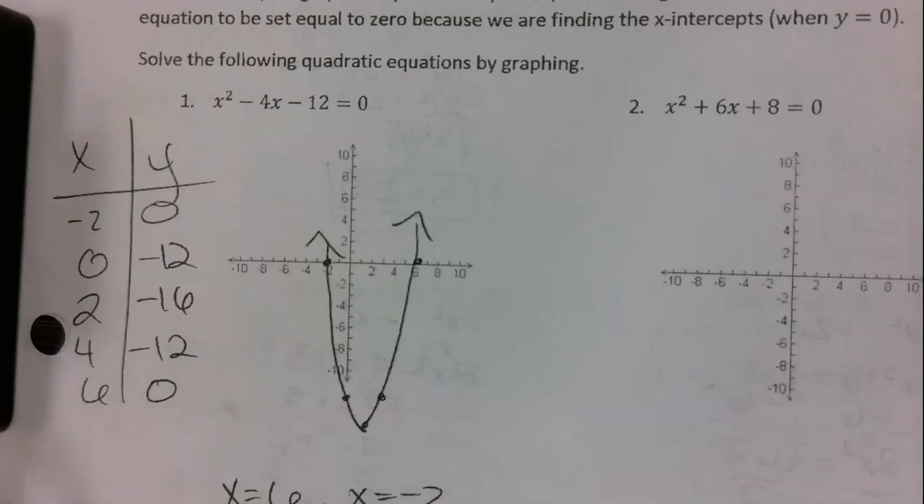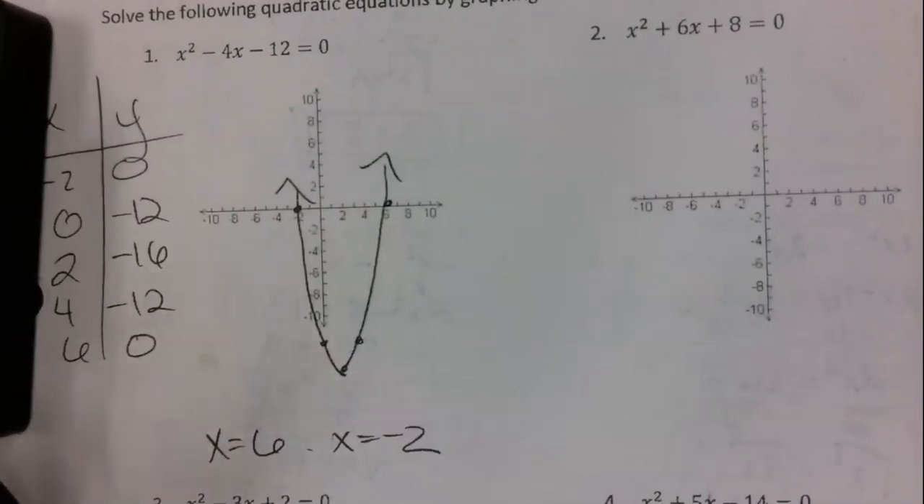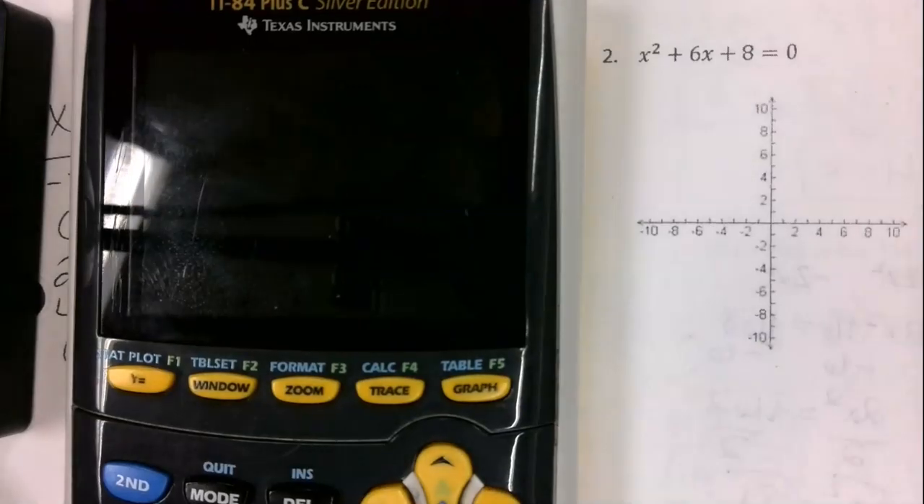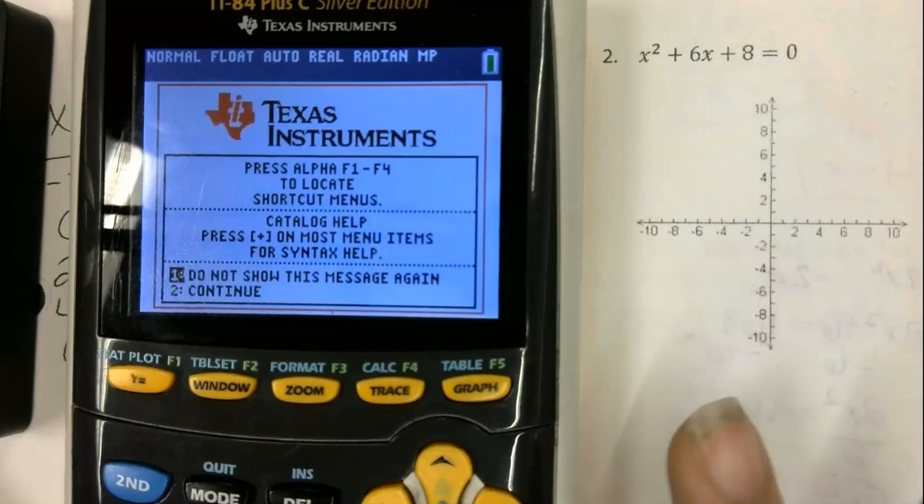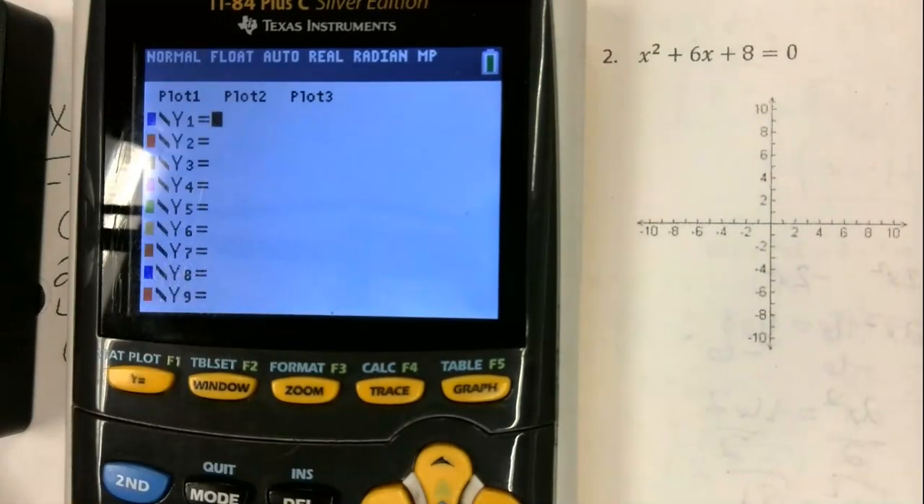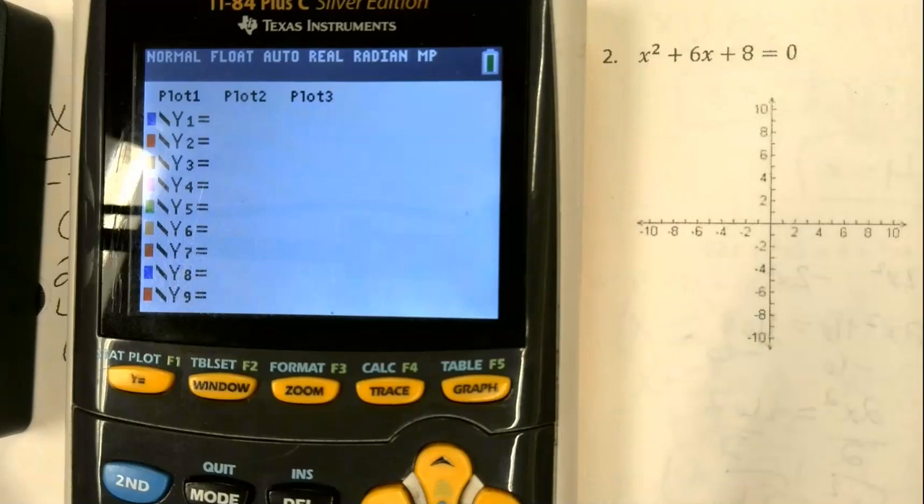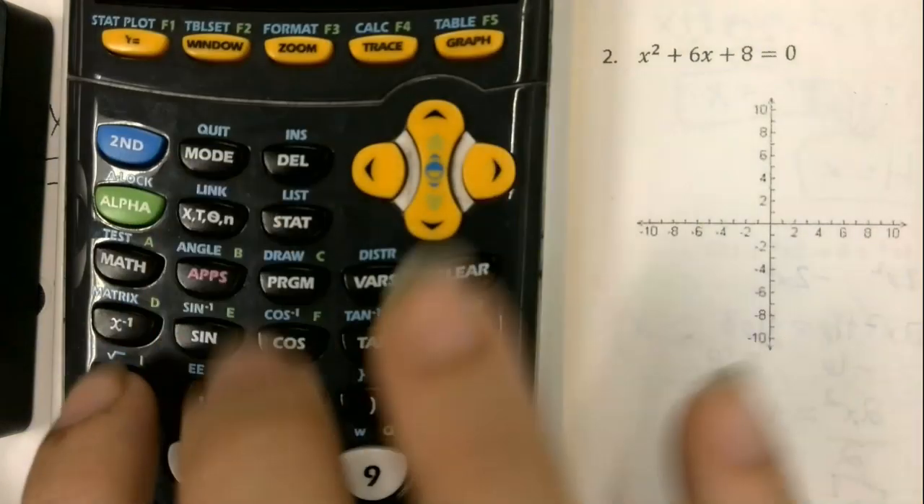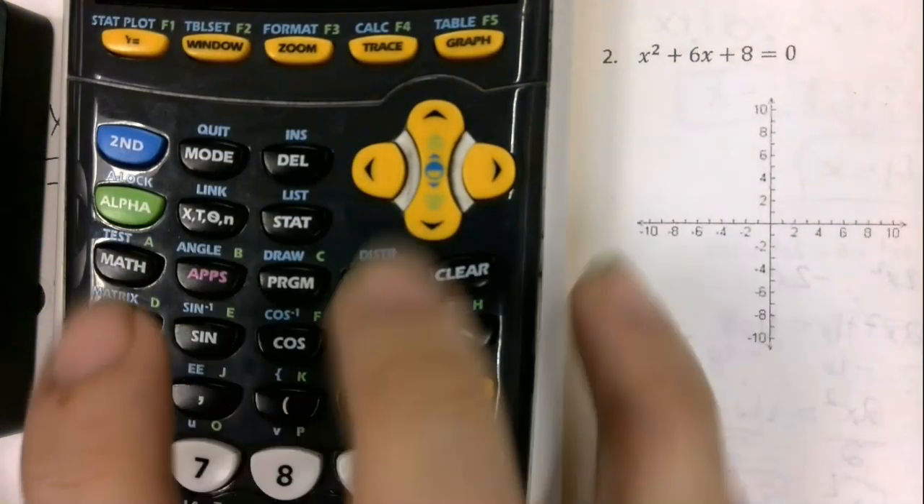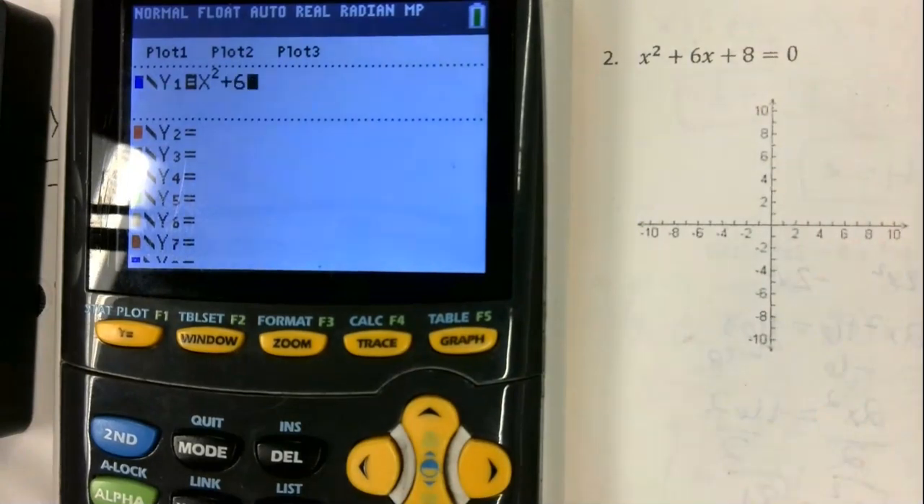Okay, so this first method that we have is solving by graphing. What I want to do is take my equation, so I'm going to turn on my calculator. I'm going to go to y equals, and then type in the equation that I have right here. So I'm going to go x squared. Remember to get the squared symbol, it's right here. And then I'm going to do plus 6x plus 8. And then I don't worry about the equals 0 part.